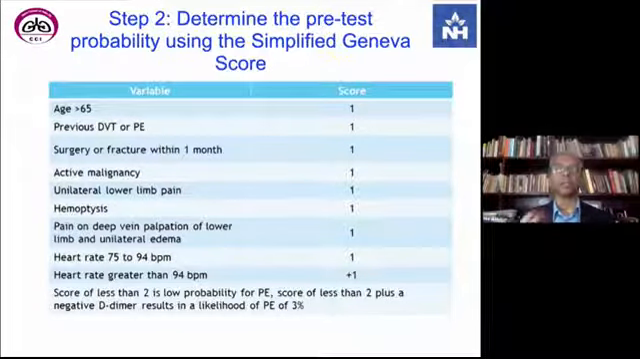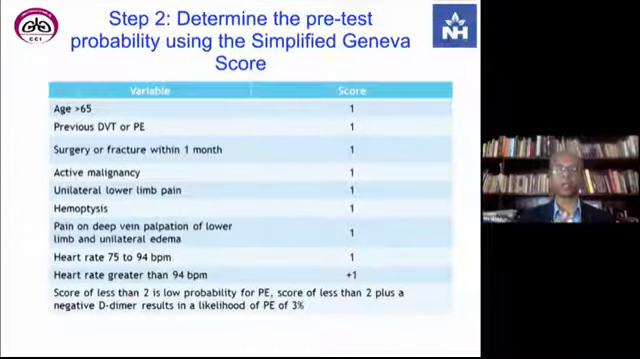pulmonary embolism. So age greater than 65, having had a previous DVT or PE, a surgery or fracture within a month prior to this episode, an active ongoing malignancy, unilateral lower limb pain and/or swelling, hemoptysis, pain on palpation of the deep veins in one leg, a heart rate which is between 75 and 94 is 1, but if it's greater than 94, you add 1 more. And that's easy to remember. So you just have to remember the risk factors.